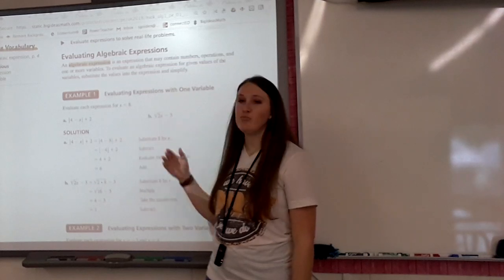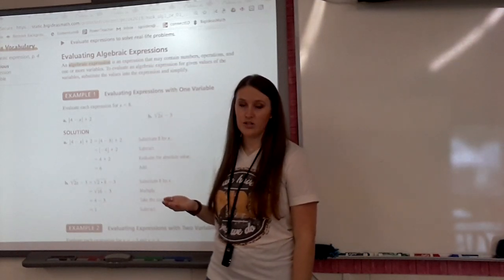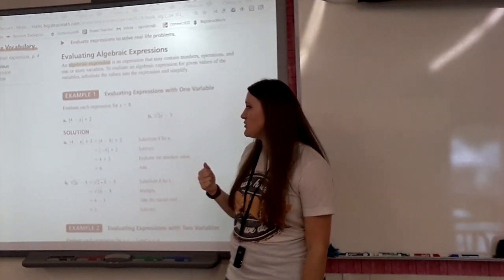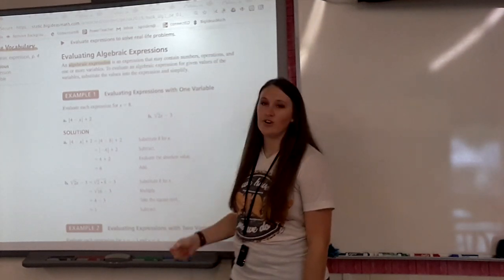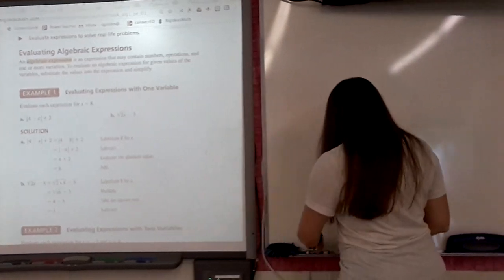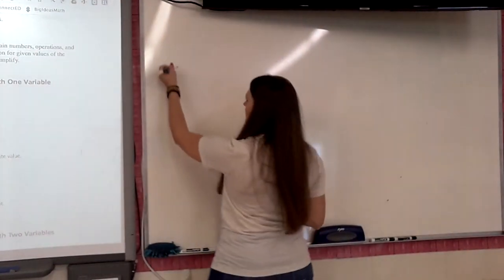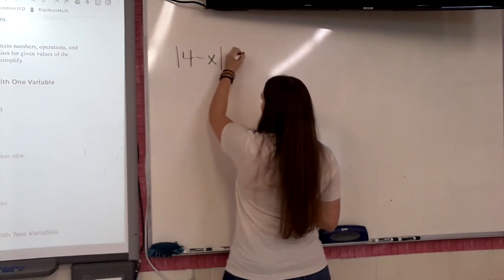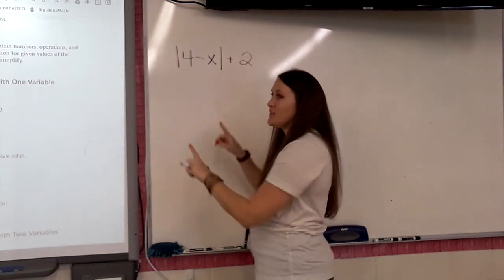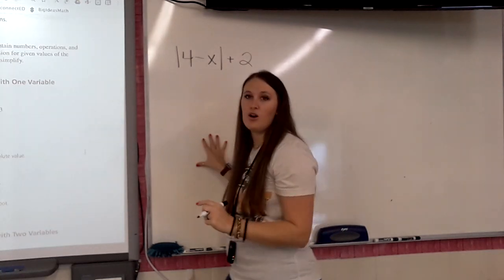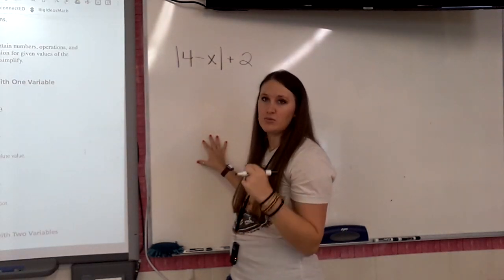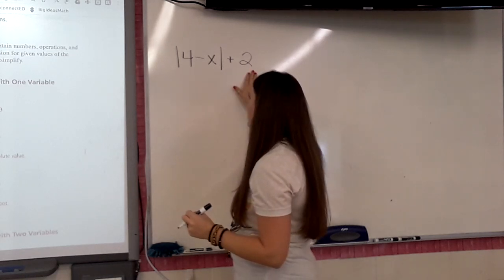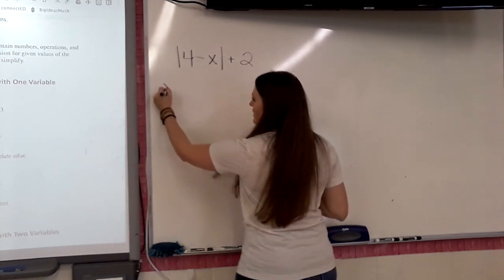So these first two examples are pretty basic. I'll work them out for you just to refresh your memory. It says evaluate expressions with one variable. Evaluate each expression for x equals 8. So on problem A, we have this. And if you remember, these lines, when they're straight up and down, are absolute value. Absolute value means the number's distance away from 0. So we have the absolute value of 4 minus x plus 2, and it says when x equals 8.